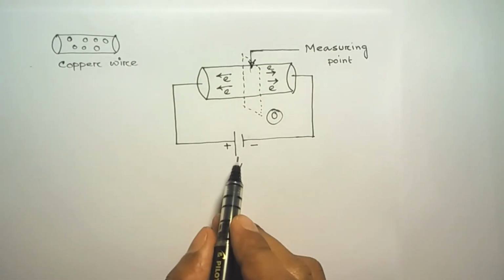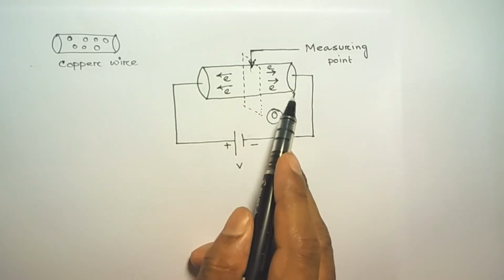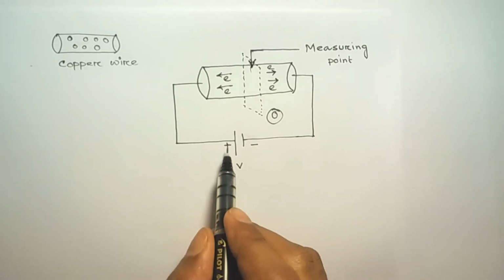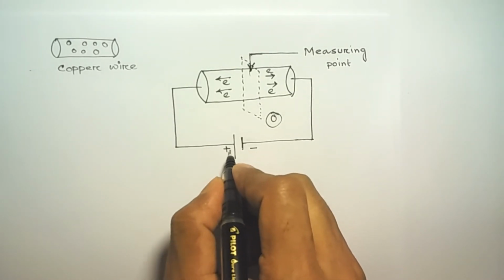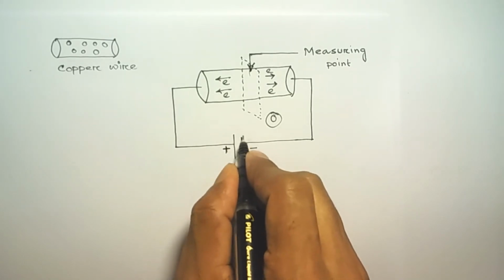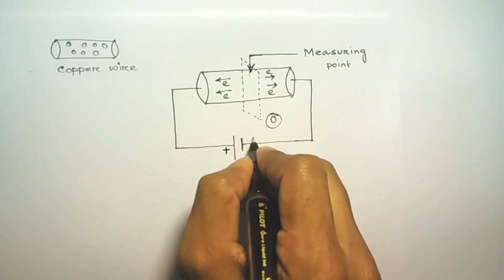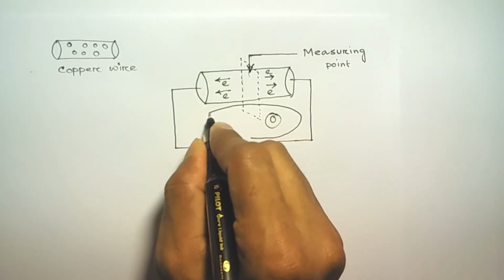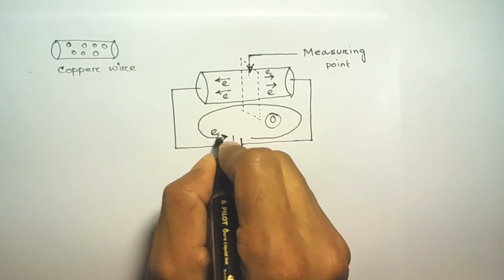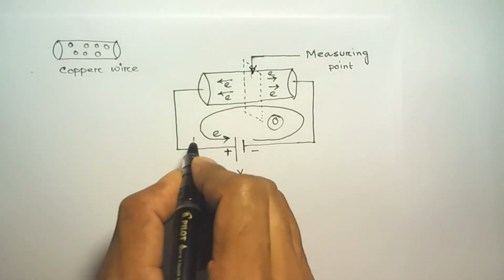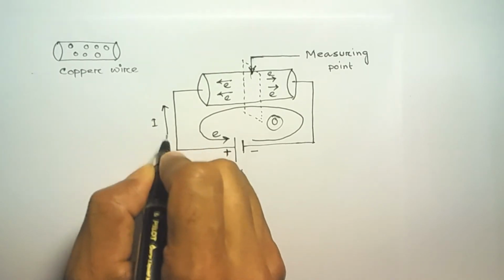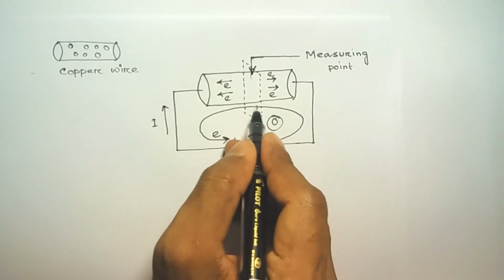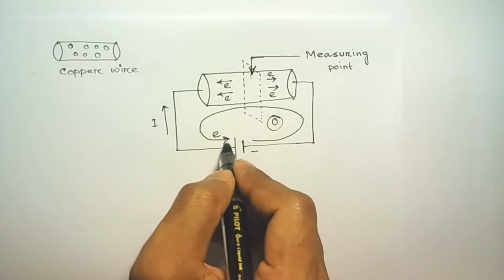Now we have connected a voltage source with this copper wire. Now the electrons will be moving from this terminal towards the positive terminal of the voltage source. So the electrons are moving in this path. According to our convention, the current flows this way, that means in the opposite direction of the electron flow.